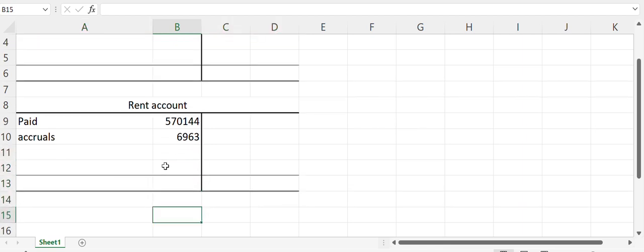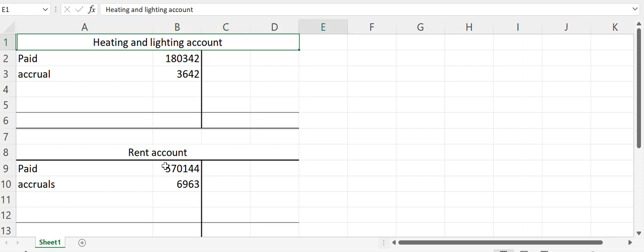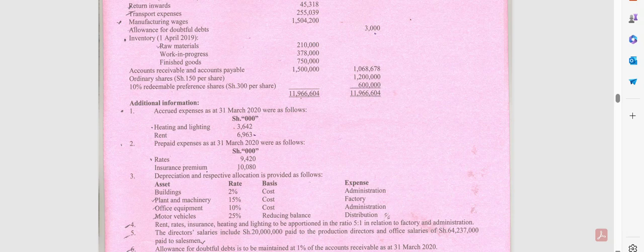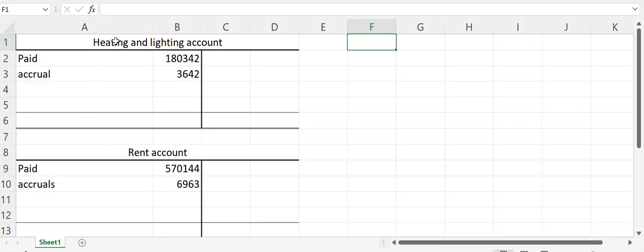Then next one, let me open it on this other side. So the next one is on additional information number 2. We have prepayments, but again you have to ask yourself, is it prepaid income or prepaid expense? So it's the expense. So we start with rates. The first one is rates. So we're going to open rates account.